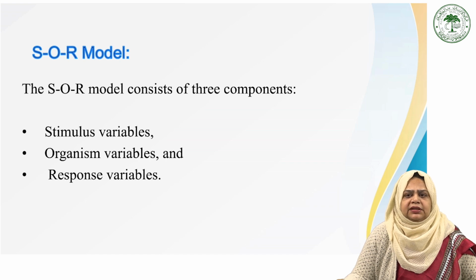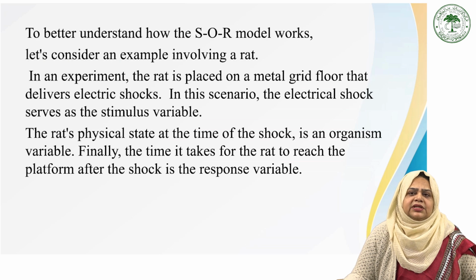Stimulus variables are things in the environment that impact an organism, such as light. Organismic variables refer to the physical and mental characteristics of the organisms being observed, like anxiety level or age. Lastly, the response variables are the behaviors or actions of the organism, such as pressing a lever or reacting to a stimulus. To better understand how the SOR model works, let's consider an example involving a rat.